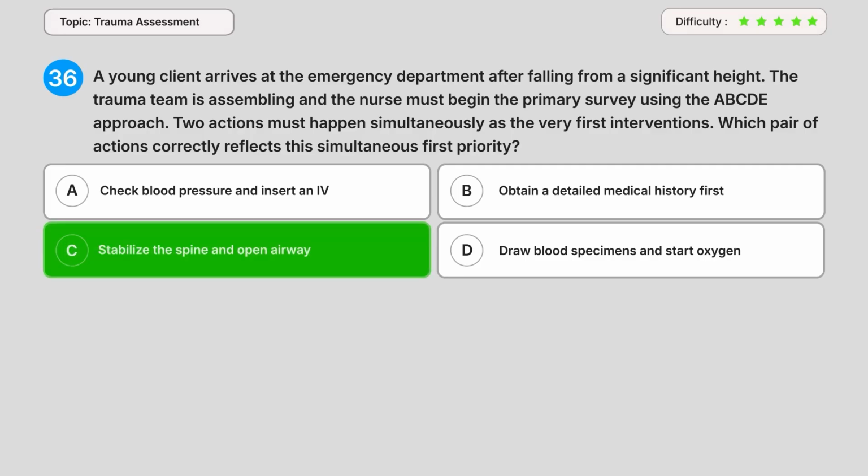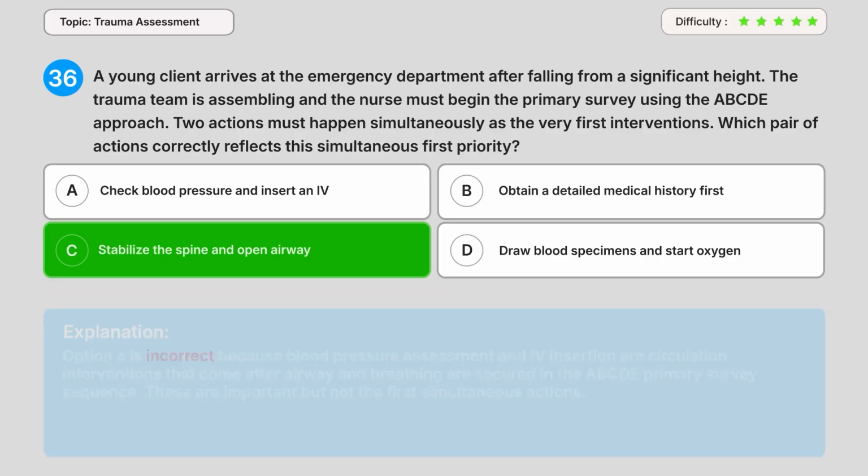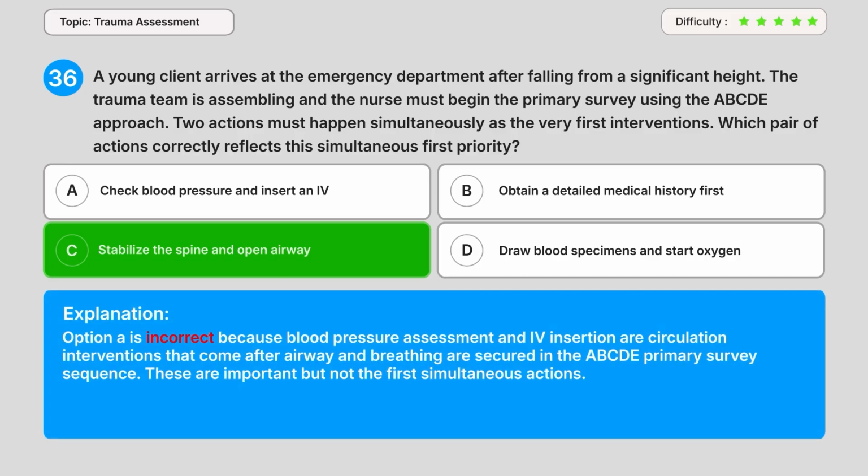Correct answer, C. Stabilize the spine and open airway. Explanation: option C is correct because in trauma, cervical spine stabilization and airway management are simultaneous first priorities. Spinal cord injury must be prevented while ensuring the client can breathe, as both are immediately life-threatening concerns.